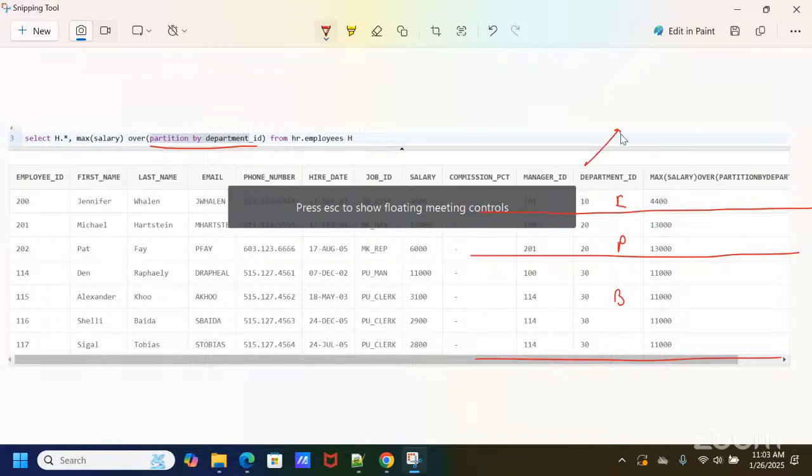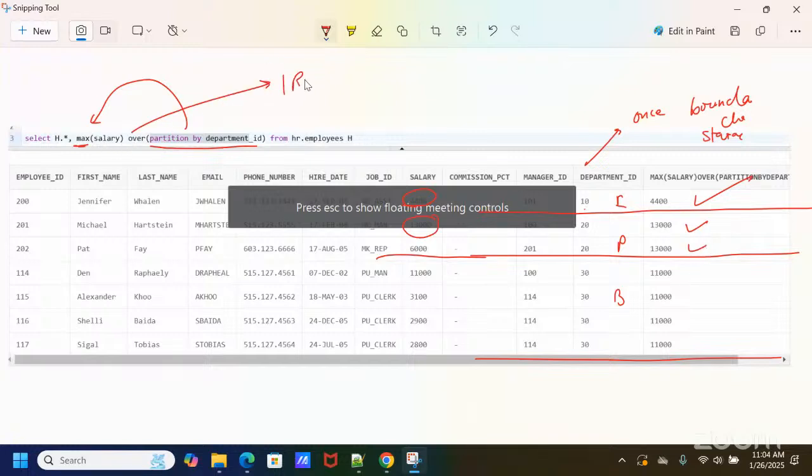Once the boundary changes, start again. What starts again? What is written here? Max. So max starts again. In department 10, I have only one record. So what is the maximum? 44,000 is the only salary, so 44,000 is printed. For department 20, two records. What is the maximum? 13,000. So for both it prints 13,000, 13,000 because of over.